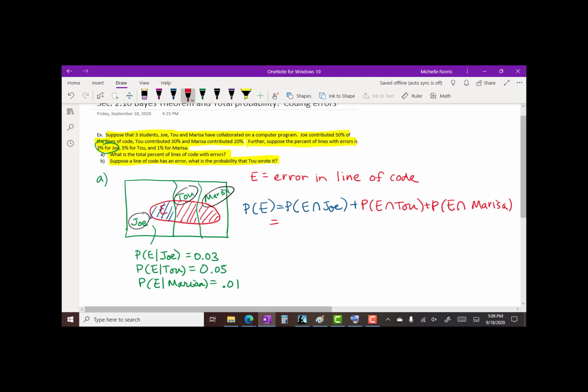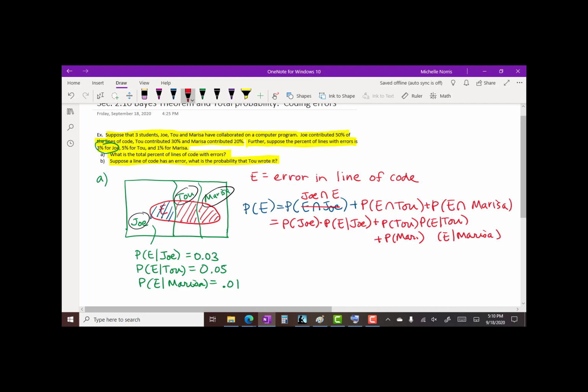I'm going to use the multiplication rule now. It's actually easier to write this as Joe intersect error, because this becomes the probability it was written by Joe times the probability it has an error given it was written by Joe. If you had done it the other way, we'd have the probability of error times the probability of Joe given error, and Joe given error is not something we know. The next one is the probability it's written by 2 times the probability of error given written by 2, plus the probability it's written by Marissa times the probability of an error given it was written by Marissa.